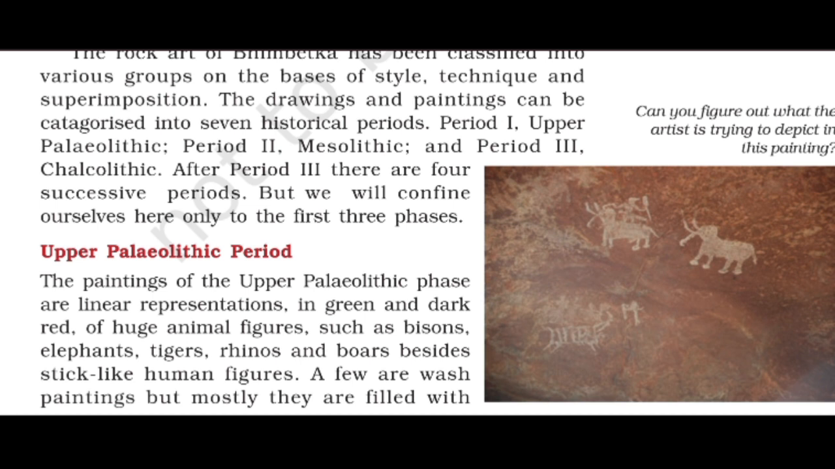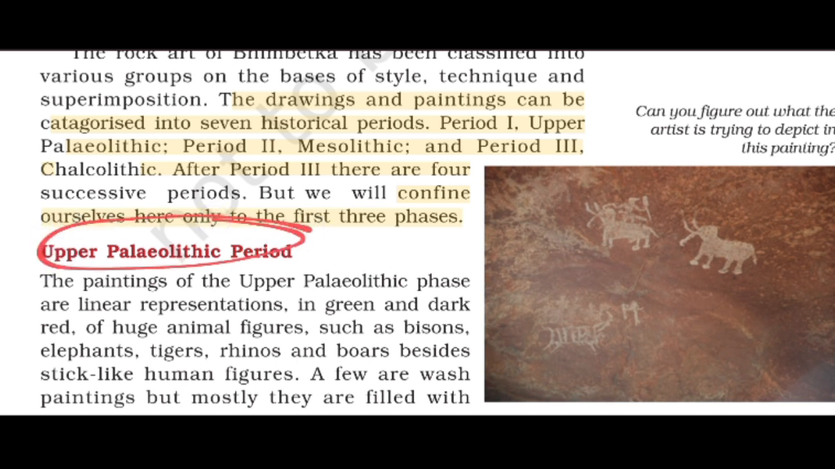So moving forward, the drawing and painting can be categorized into 7 historical periods. Period 1 is Upper Paleolithic, Period 2 is Mesolithic, and Period 3 is Chalcolithic. After period 3, there are 4 successive periods, but we'll confine ourselves here only with first 3 phases. In NCERT, we just have to read about the 3 phases. So, first is our Upper Paleolithic.